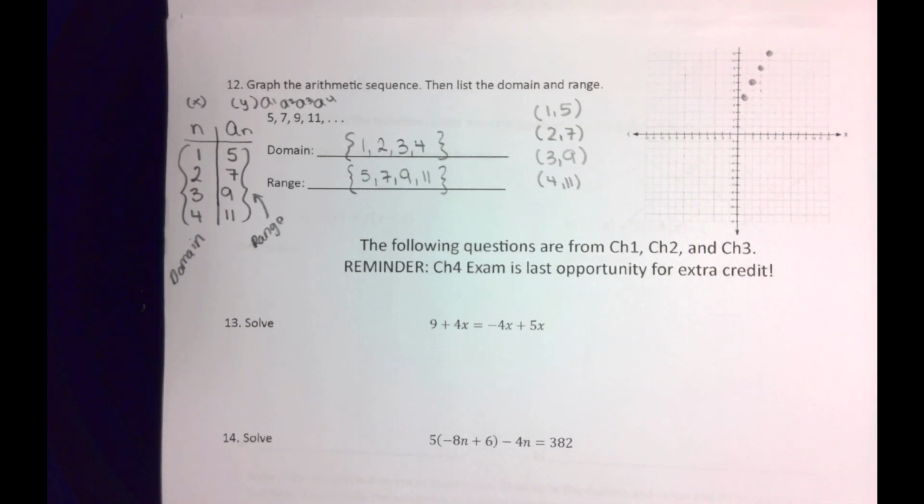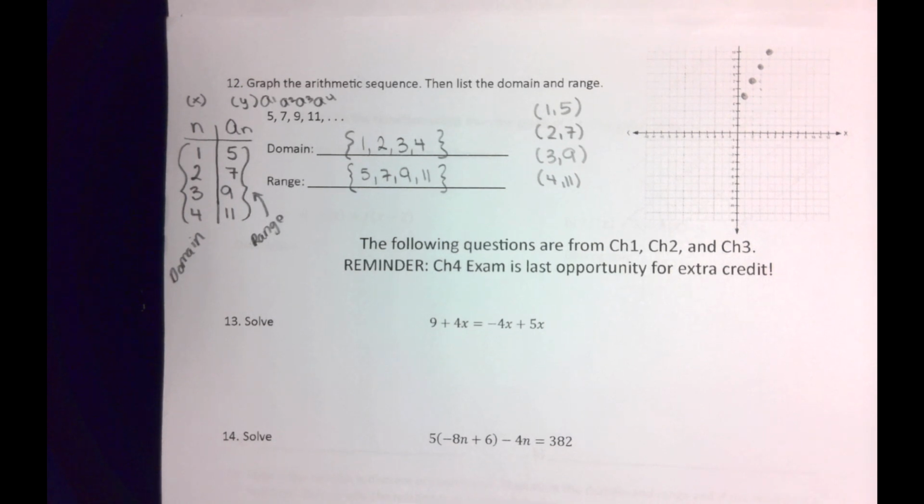All right, this concludes the Chapter 4 portion of your test. The following questions are going to be from Chapters 1, 2, and 3. This is going to be for my class last opportunity for you to earn any extra credit for the semester.